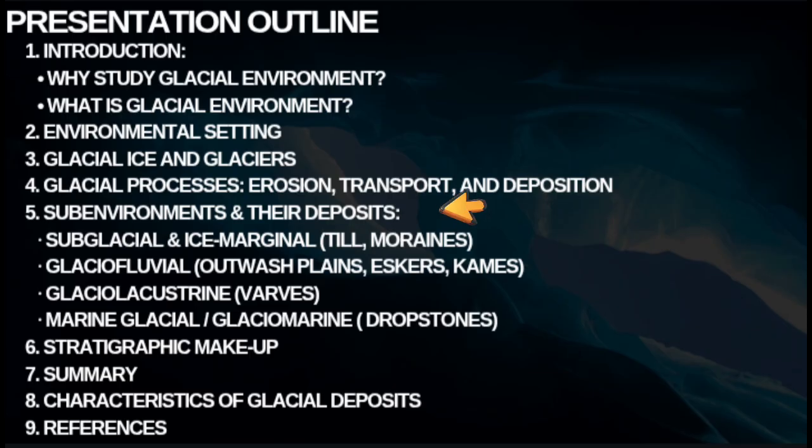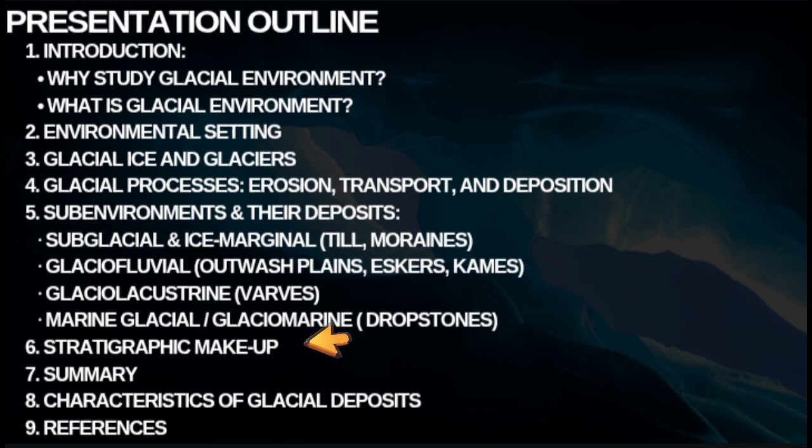Fifth, we will explain the sub-environments and their deposits. This has 4 parts. The subglacial and ice marginal deposits like till and moraines, the glaciofluvial deposits such as outwash plains, eskers, and kames, glaciolacustrine deposits which include varves and dropstones, and marine glacial or glaciomarine deposits, which include varves and dropstones.